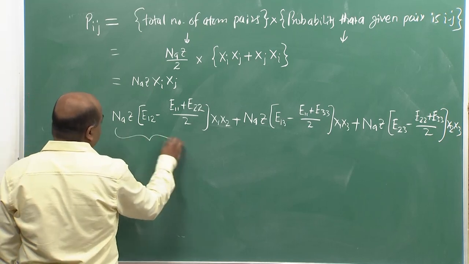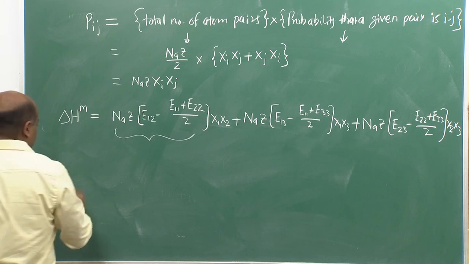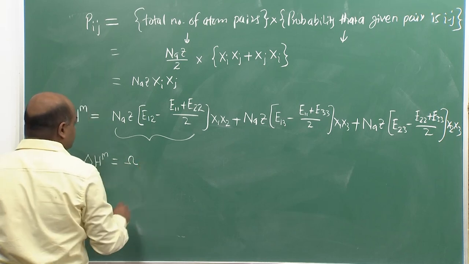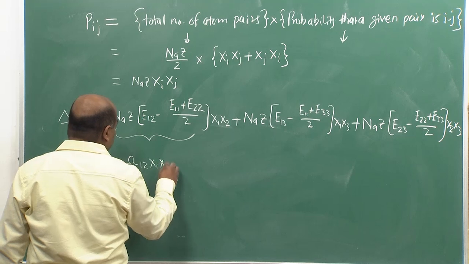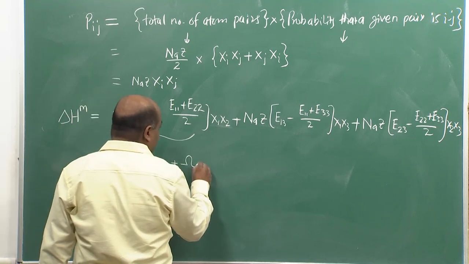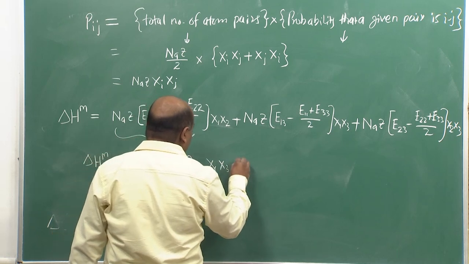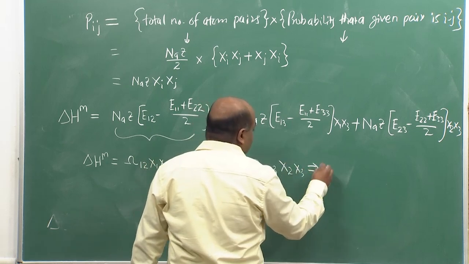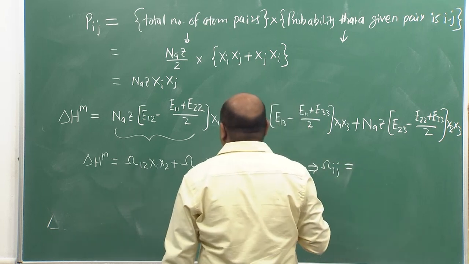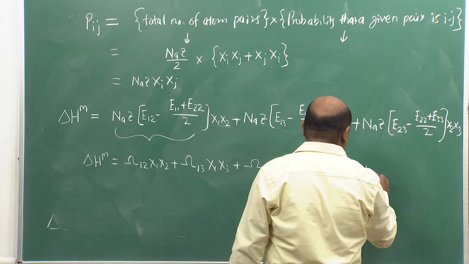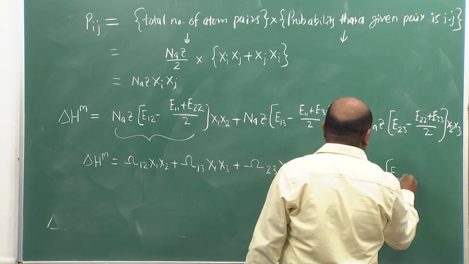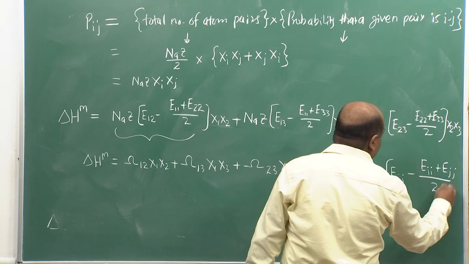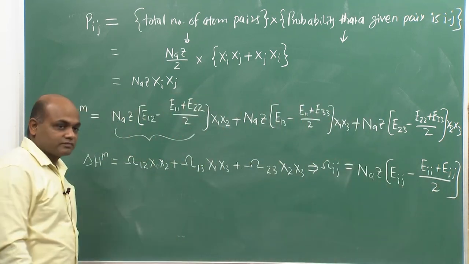If we denote this term as omega ij, then we have delta HM is equal to omega 12 x1 x2 plus omega 13 x1 x3 plus omega 23 x2 x3, where omega ij is nothing but NaZ times Eij minus Eii plus Ejj divided by 2. Clear?